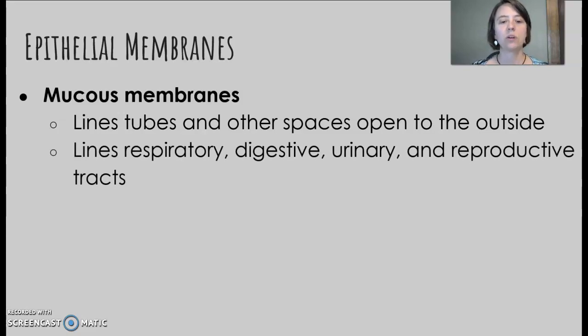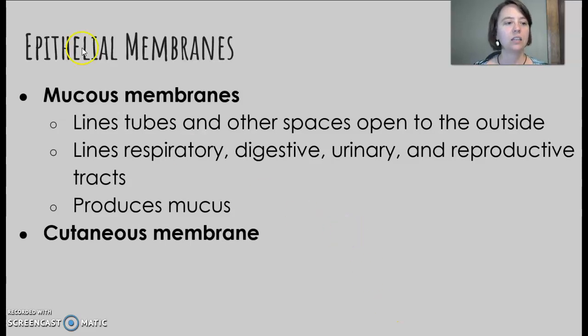So it lines respiratory, digestive, urinary, and reproductive tracts. And you may have guessed it produces mucus. So a hint, OUS is the membrane and US is the stuff itself. The third type is cutaneous membrane, and that would be your skin, which is a very important membrane.